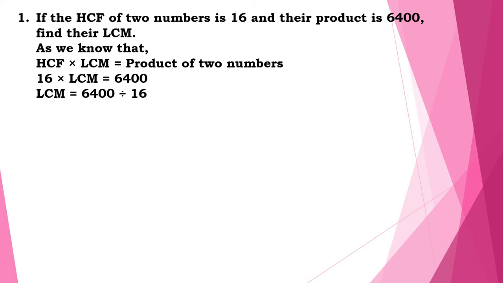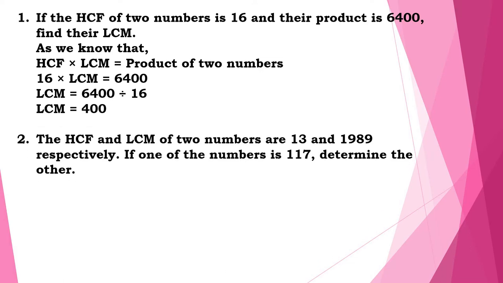See, as 16 is going beyond the equal to sign, its sign will change. Okay, so if 16 is multiplied to LCM on the left hand side of the equation, then it will get divided on the right hand side of the equation when it goes to the right hand side. So our LCM will be 400.